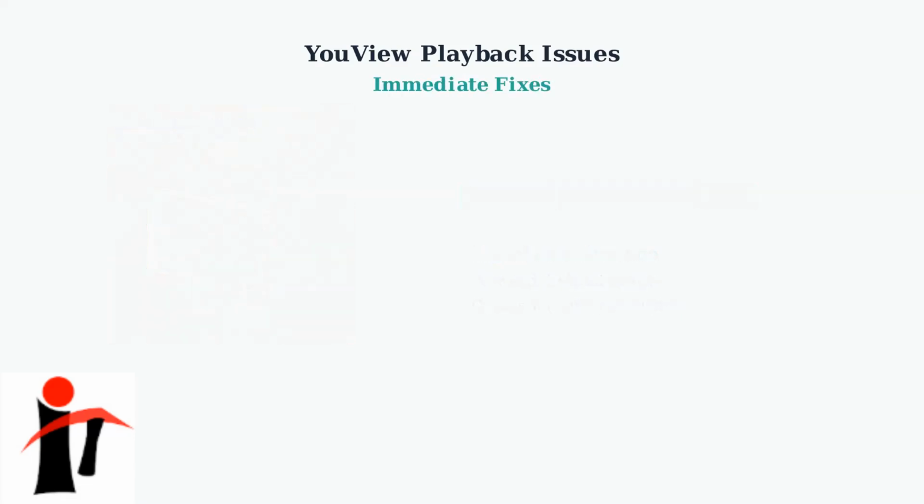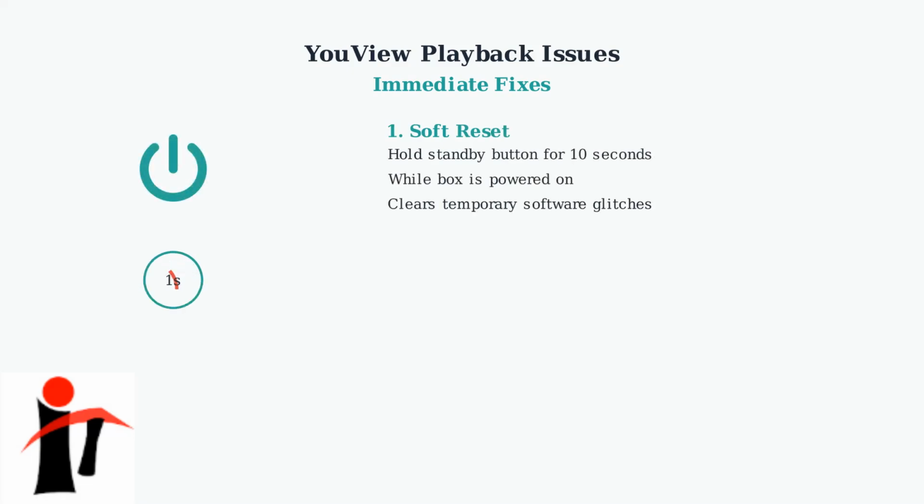Now let's look at 4 immediate fixes you can try right now to resolve most YouView playback issues. These simple steps solve about 70% of problems. The first fix is a soft reset. Hold the standby button for exactly 10 seconds while the box is powered on. This clears temporary software glitches that cause playback errors.